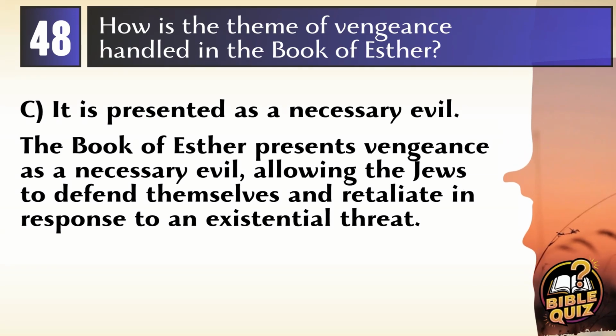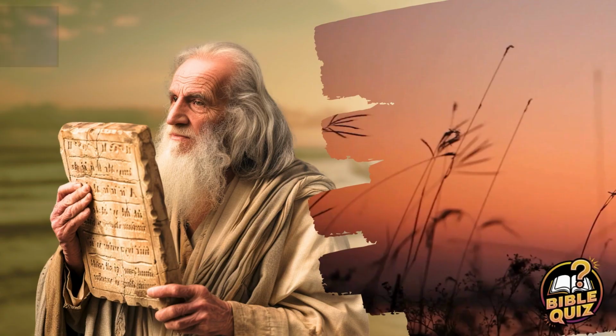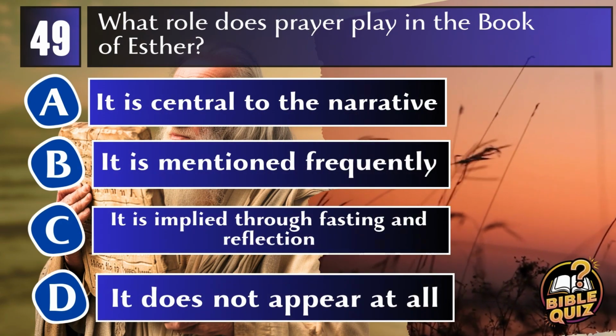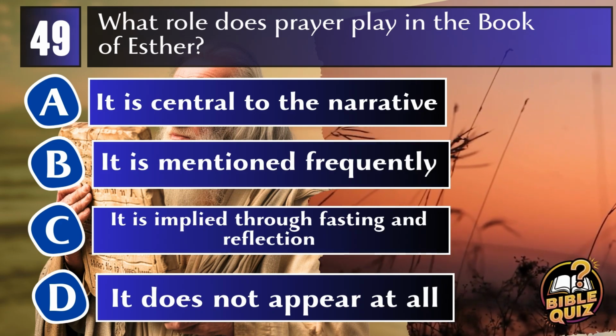Answer C. It is presented as a necessary evil. The theme of vengeance in the book of Esther is handled as a necessary evil. The Jews are allowed to defend themselves and exact revenge on their enemies, which is portrayed as a justified response to an existential threat. Question 49. What role does prayer play in the book of Esther?